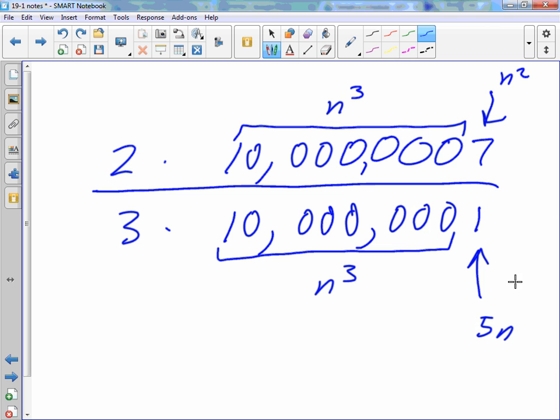The n squared, who cares? The 5n, who cares? And if you don't like this, put a bunch more zeros in there until you feel comfortable with it. But when you take a really big number with some other crap at the end, and a really, really big number with a little bit of something at the end and divide it, it's going to be close to 1 every time.